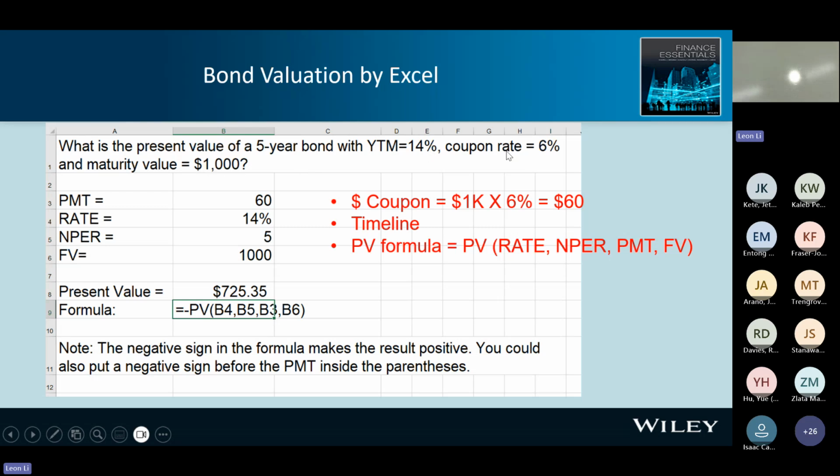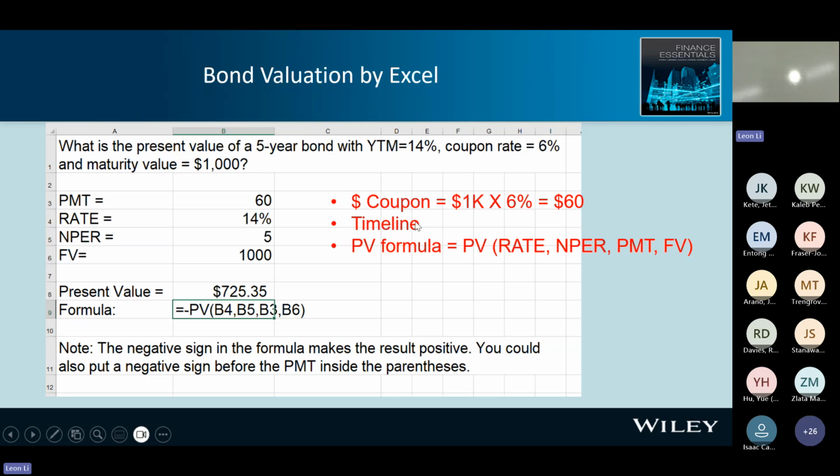Here I'd like to highlight two rates: YTM, 14%, and the coupon rate. The YTM is the rate for present value calculation. The coupon rate is the rate to calculate the coupon payment. So you can see your coupon payment, PMT, will be $60. The coupon payment is 1,000 times 6%, $60.